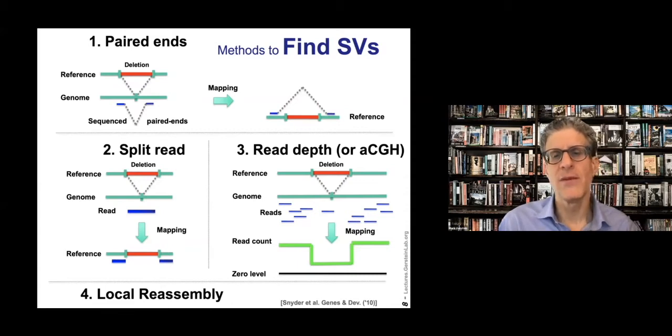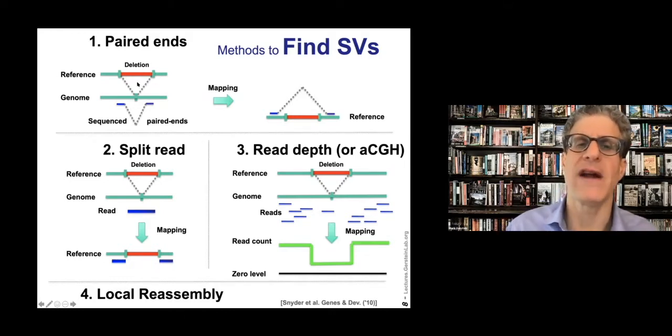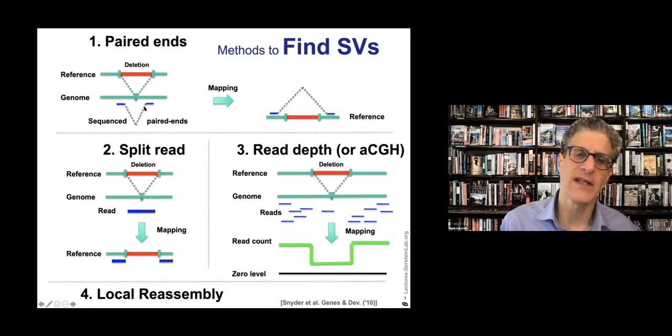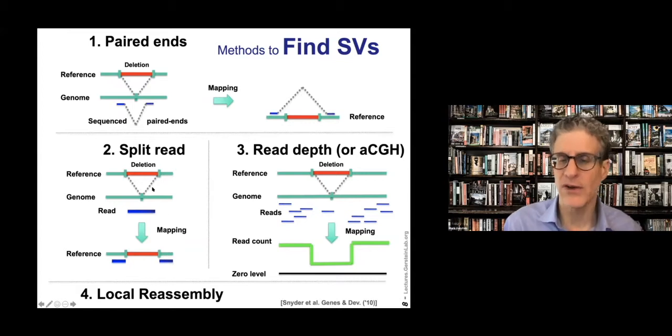So there's a number of basic categories of methods that people have for finding these things. One method is what's called paired ends, where the sequences are sequenced in a paired end fashion, and you look at how the paired end separates, which maybe helps you find a deletion. There's also the notion of a split read, where if you allowed the read to align and it actually aligned in a split way, you would call that a split read.